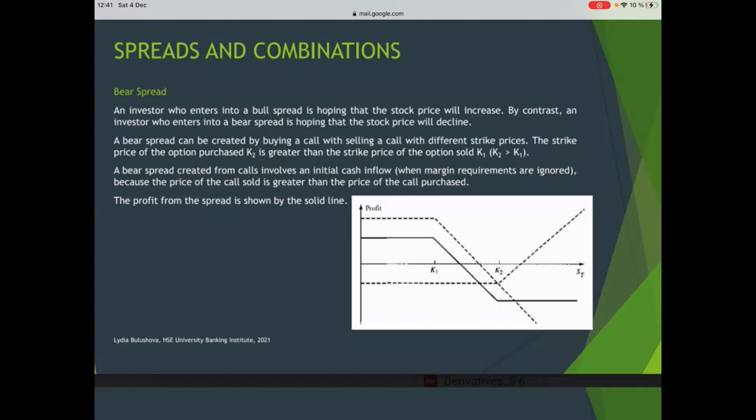A bear spread can be created from calls. That's what you can see on the slide. The dashed lines represent two calls. One call is purchased, one call is sold, at two different strikes. And a bear spread created from calls involves an initial cash inflow, because as you can see, the premium paid is higher than the premium received.